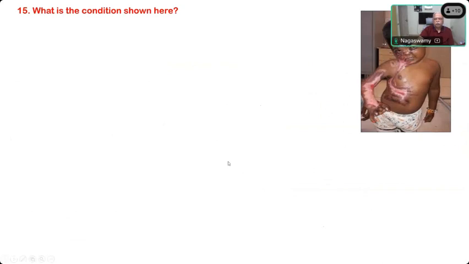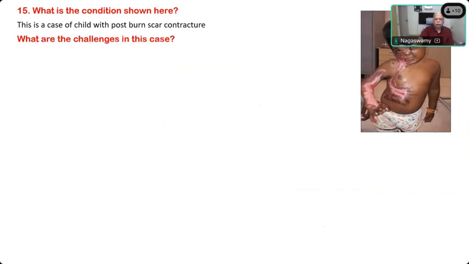This is the condition shown here. Burn contracture, post-burn contracture. This is a child with a post-burn scar contracture. Very good. What are the challenges in this case? Pediatric age group, difficult airway and difficult IV access.